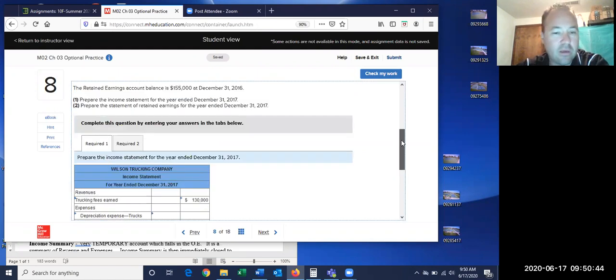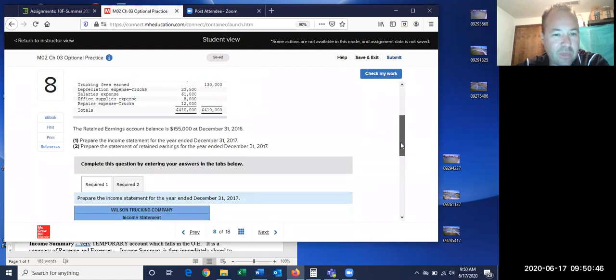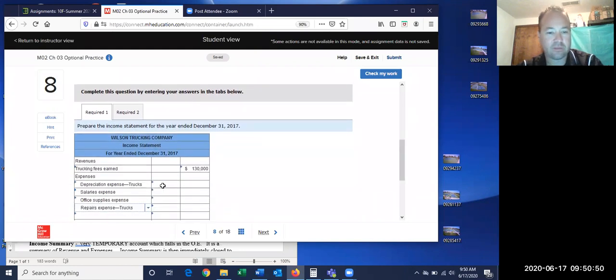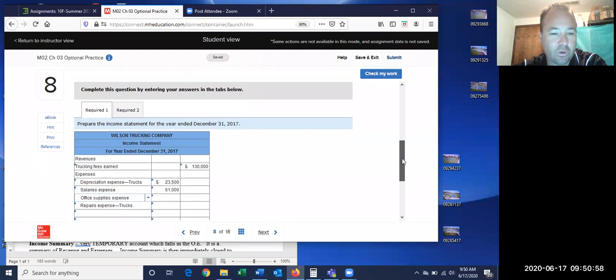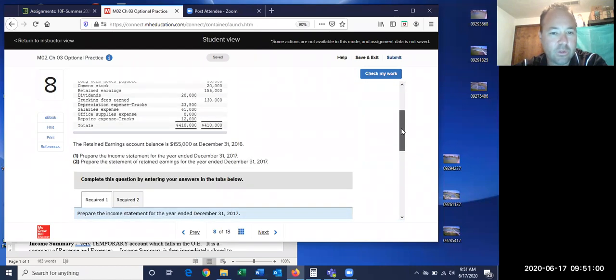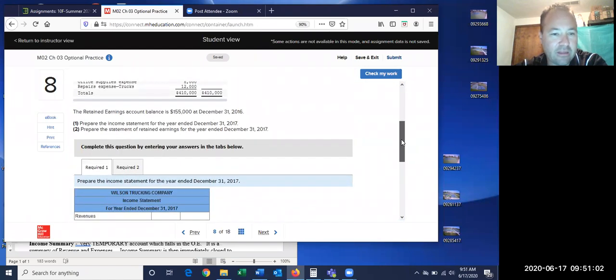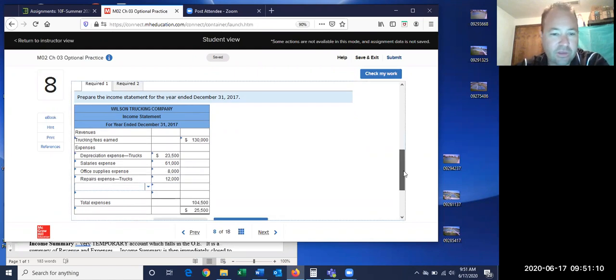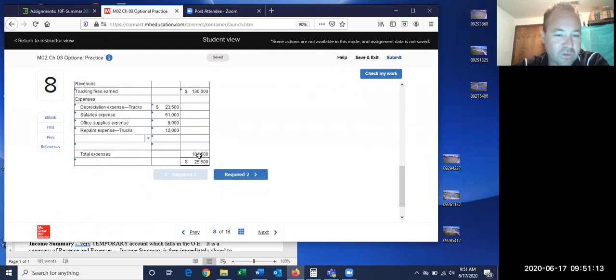Okay, we've got all of those in. Now we just need to put in the amounts. 23,500, 61,000. So we put these over in the subtotal because we have more than one expense, so we want to total them all up together. And then the last 2 are easy, 8 and 12. It's good that they already have it totaling up for us.